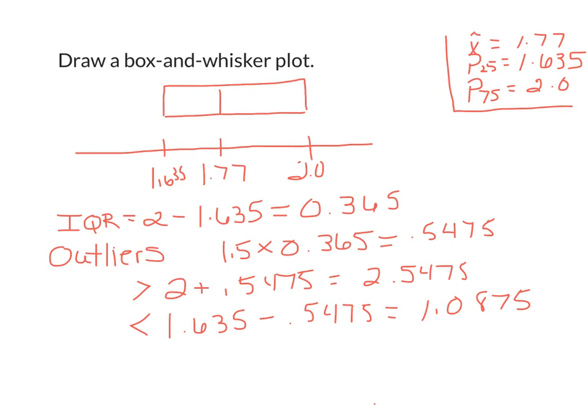So we need to see, are there any data points that satisfy the outliers? Taking a look at the data, I do indeed see something. I have 2.55. It's just a little bit bigger, but it is out there. So 2.55 is an outlier. And let's see if I have anything that is less than 1.0875. I definitely have something less than that. I have two values: 0.72 and 0.85.